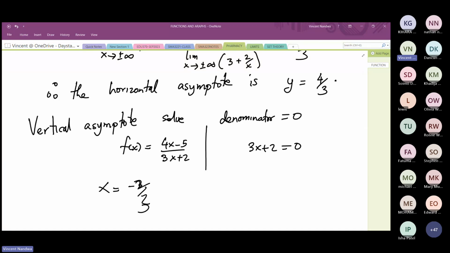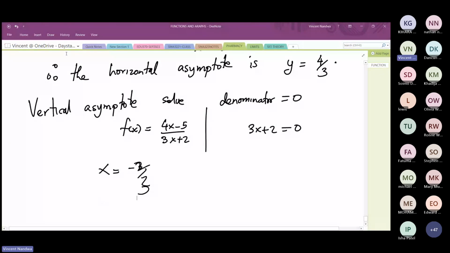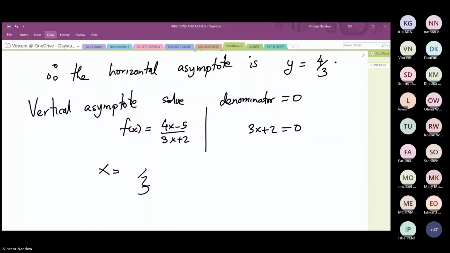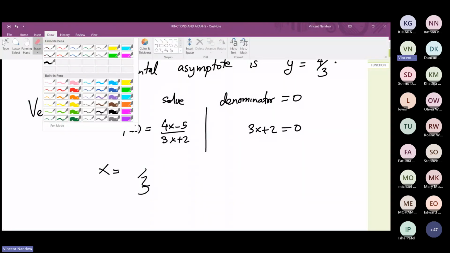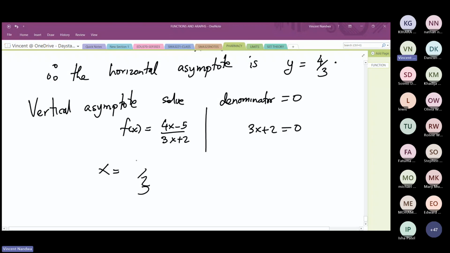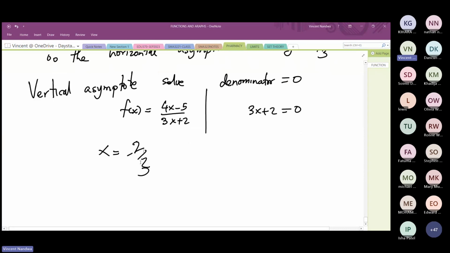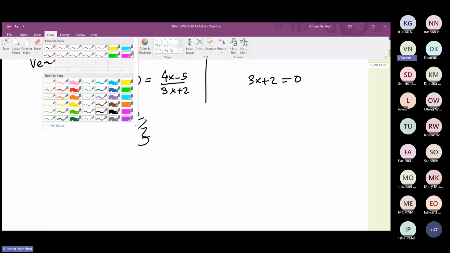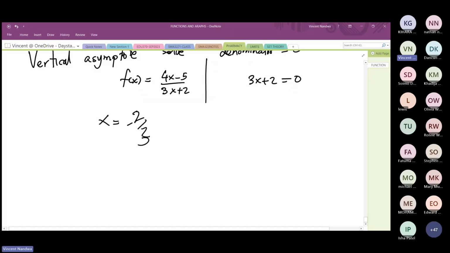So if you are asked about the vertical asymptote and you're given a rational function, it's a very easy exercise. Take the denominator, equate to 0 and solve for x. That will give you the vertical asymptote. If you're asked for the horizontal asymptote, simply pick the function and define the limit as x approaches plus or minus infinity. It will only be a horizontal asymptote if the limit of the function as x approaches plus or minus infinity gives you a real number.